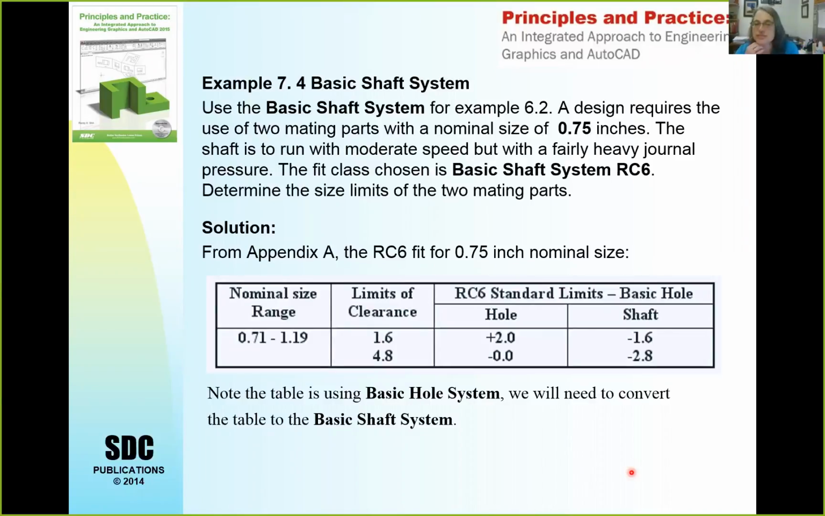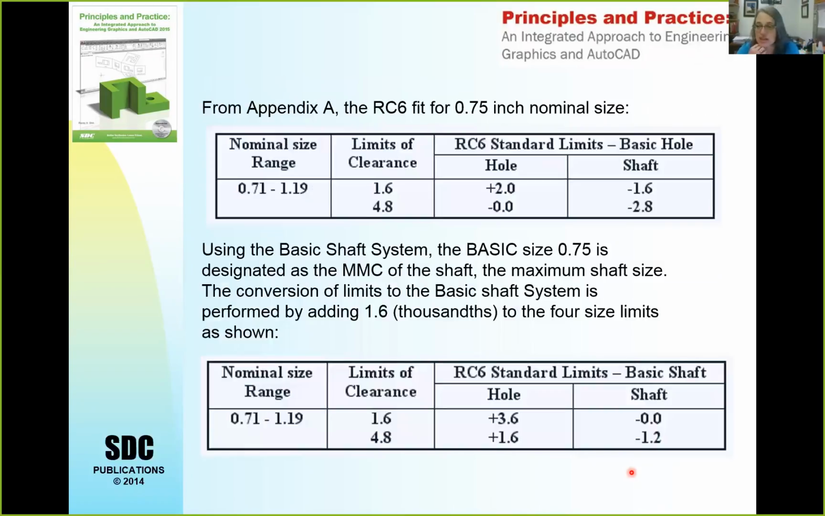Okay, now things are a little different. That's a hole system. That means our hole is the 0.75. Our tables are all based on a hole system. Sometimes you want your shaft to be the basis. And so then what we have to do is convert from the basic shaft system to the basic hole system. And actually what we do is we convert the table rather than the dimensions. And this next slide will walk us through doing that.